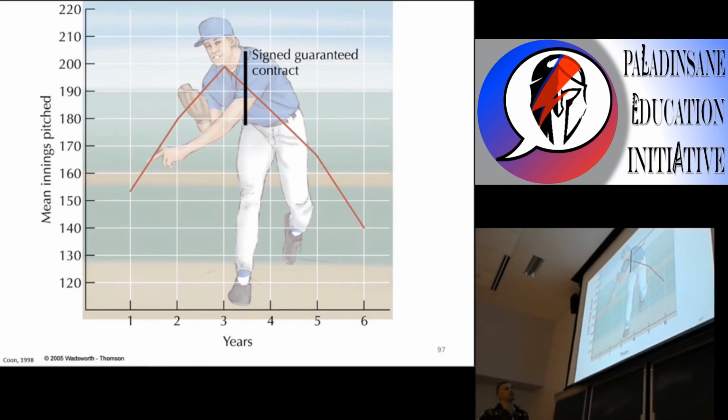So if that's taken away, if we use that reversal design, and all of a sudden the innings pitched increases, that would be good evidence that it was due to the signed guaranteed contract. It was due to that non-contingent schedule of reinforcement. If, on the other hand, the performance continued to be low, that would indicate that it's probably due to age or injury or other strategies. But again, we would need to reverse this treatment and go back to that pay for performance contingent reinforcement schedule.